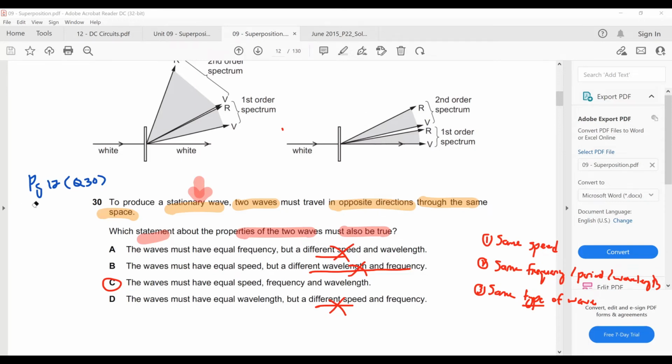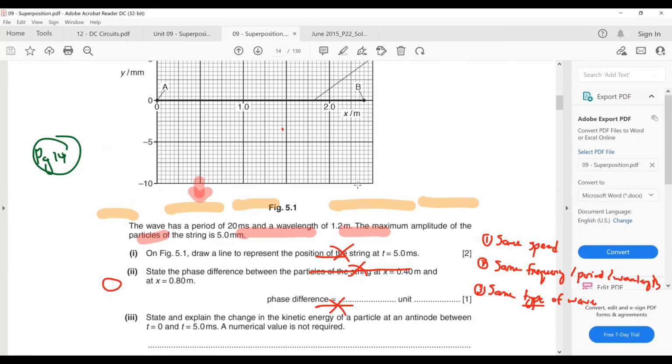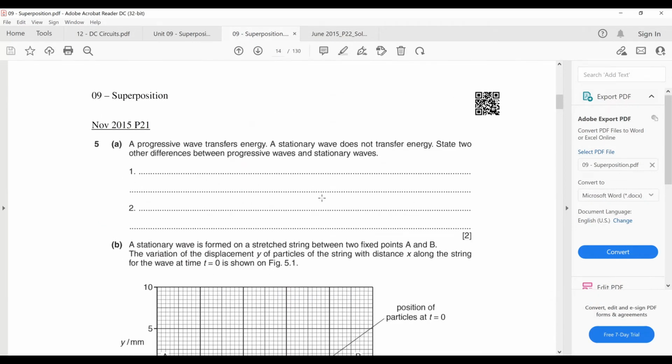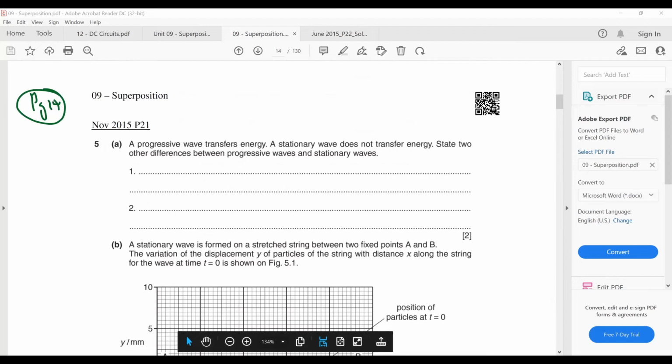Then we go to page 14. Have a look at page 14. I believe this is a structured question. This one is something else. Now, November 15, P21, question 5.